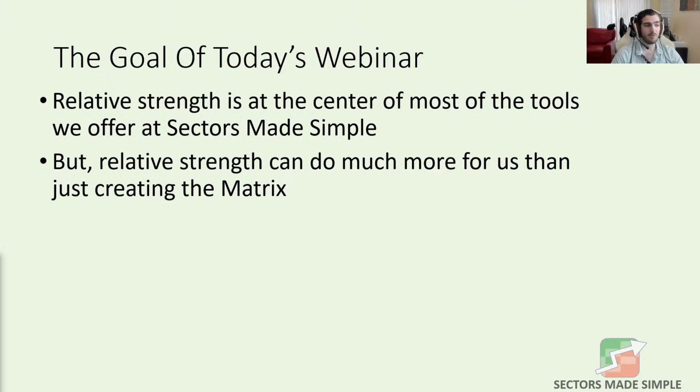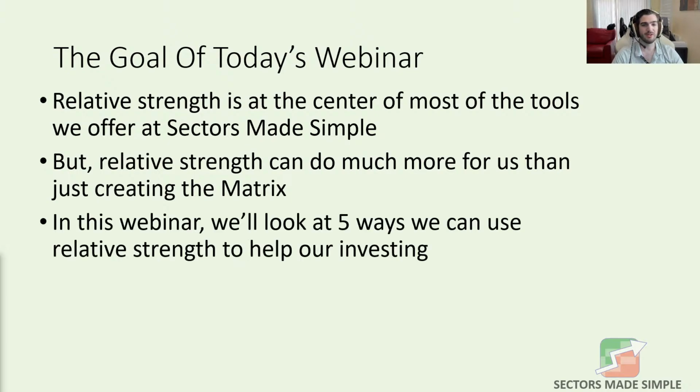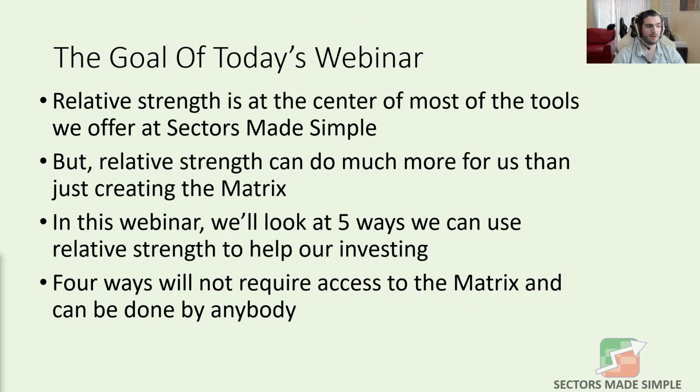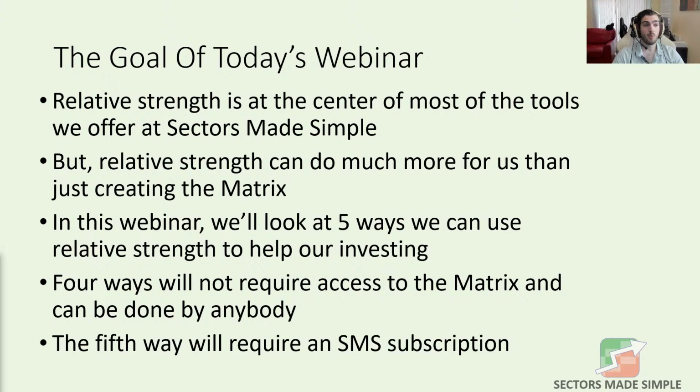Instead, today I want to cover 5 ways that we can use relative strength to help our investing, that you can do at home and is reasonable but also actionable. The point of this information is you can use this to help your investments. It can help you make decisions, it can help you grade an ETF, and so much more. 4 of these ways are for everyone. You don't need a Sectors Made Simple subscription to utilize this information. The 5th will require an SMS subscription, but we'll get to that when we come to it.